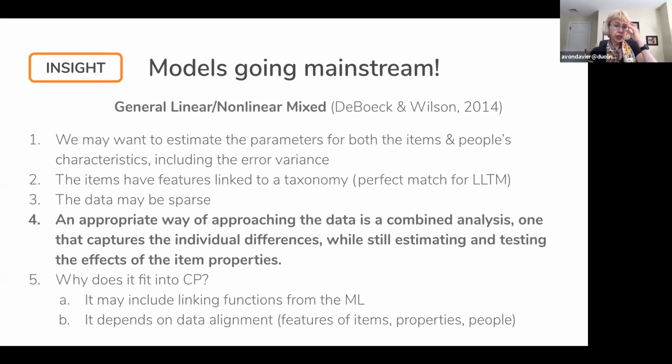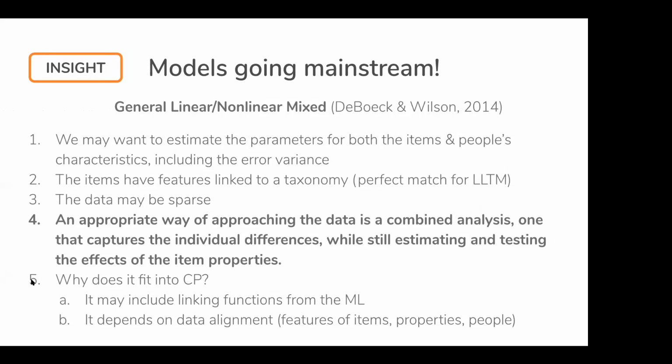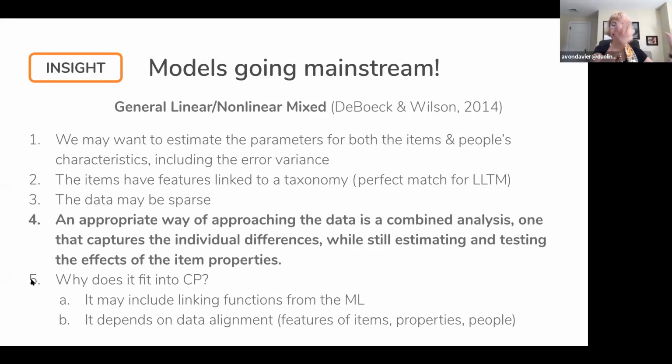One observation, and this is really new given that I've been with Duolingo just two weeks: from the arsenal of psychometrics, which is almost like a carpenter's bag with a lot of tools, it appears to me that we might want to take a second look at general linear and nonlinear mixed models. In this dynamic testing environment, we might want to estimate the parameters for both the items and people's characteristics, and we would like to be able to estimate the error variance. And the data sometimes could be sparse, so an appropriate way to approach this is a combined analysis that has both. How would that fit into computational psychometrics?